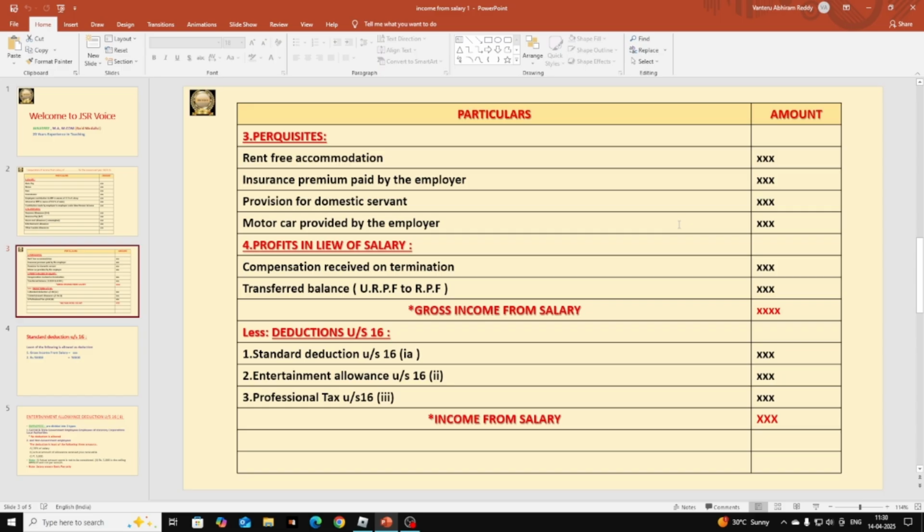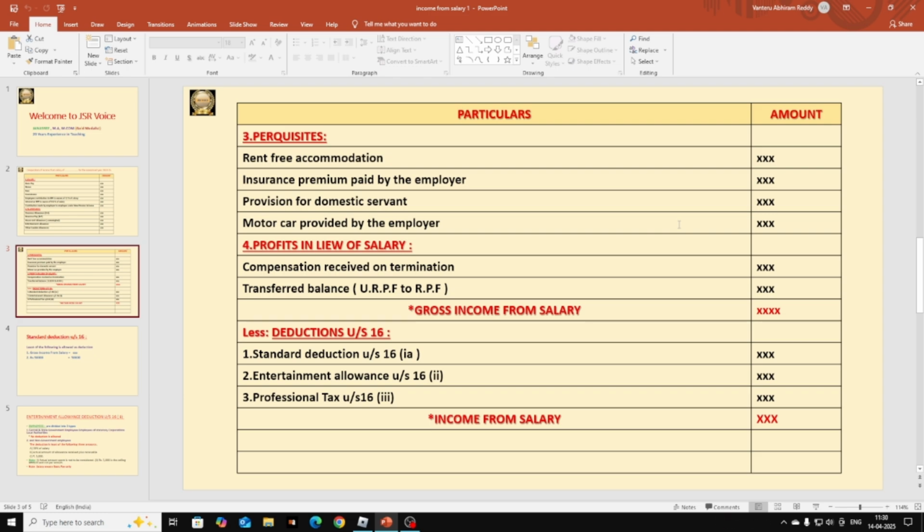And there are some rules and calculation for rent free accommodation. So that also I will provide in another video. You can check that. I will discuss one problem and its rule, so that you can go through there and you can apply those rules whenever you do this income from salary. Okay, next, what are the other perquisites?